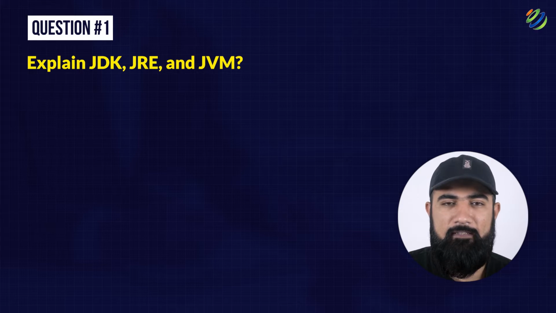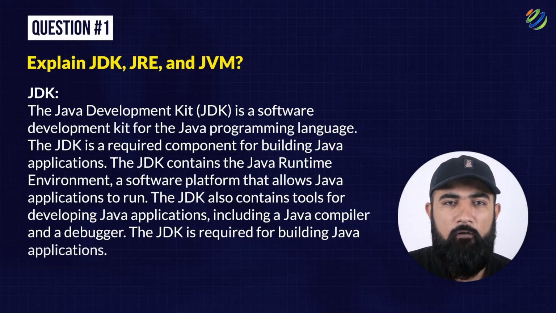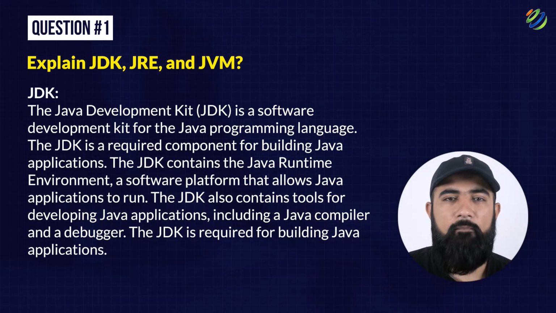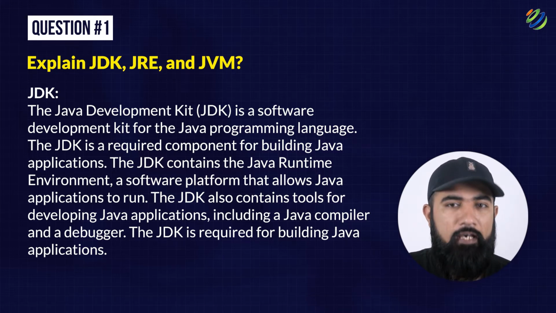Number 1. Explain JDK, JRE and JVM. The JDK stands for Java Development Kit. It is a software development kit for the Java programming language. The JDK is a required component for building Java applications. The JDK contains the Java runtime environment, which is a software platform that allows Java applications to run. The JDK also contains tools for developing Java applications, including a Java compiler and a debugger.